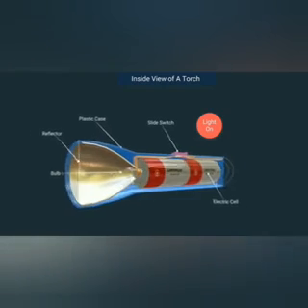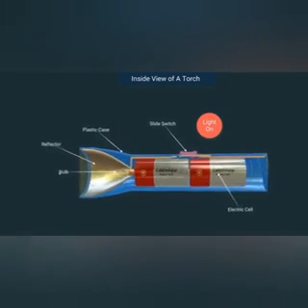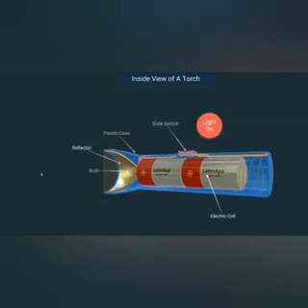The terminals of the cell are connected to the bulb with the help of a thick wire. But the wire is broken in the middle. We know that when the wire is not continuously connected, then the bulb doesn't glow. Slide the switch and observe.